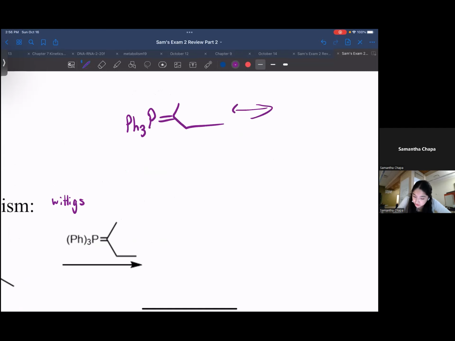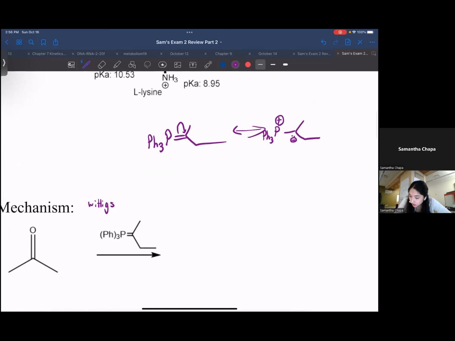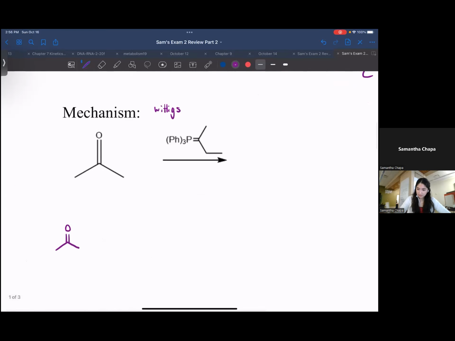So if I draw my resonance structure for my ylide, I have 5 bonds to phosphorus. Phosphorus likes to have 5 bonds. What I can do is put my electrons from the double bond on my carbon to make it negatively charged, and the phosphorus positively charged. So then we know that our carbon in this case is going to be our nucleophile. Carbon, nucleophile.